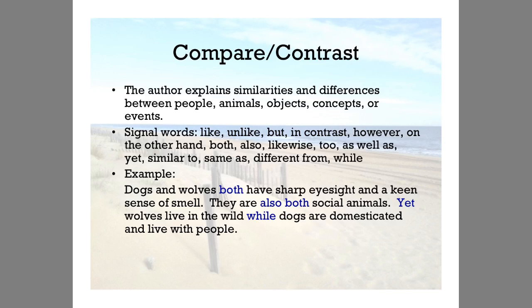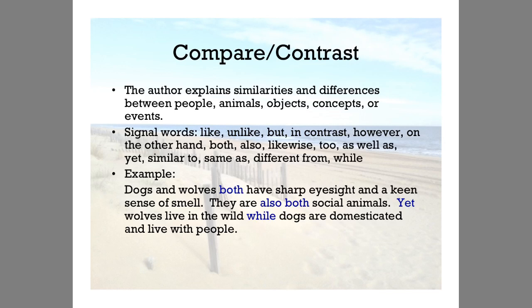And then we have the compare-contrast text structure. With this text structure, the author describes the similarities and differences between people, animals, objects, concepts, or events. And some of the signal words that we see in this text structure include things like also, likewise, as well as, similar to, different from, in contrast, however, yet, and so forth.